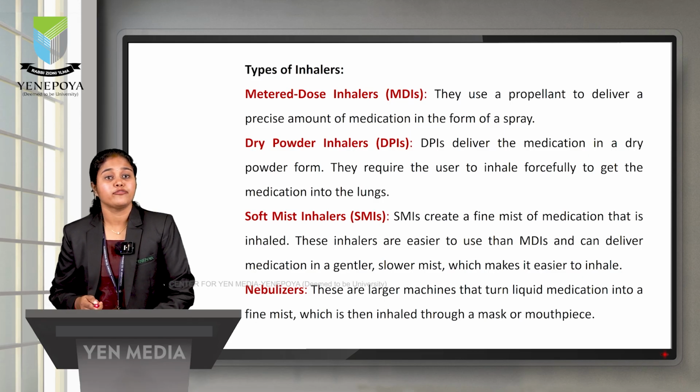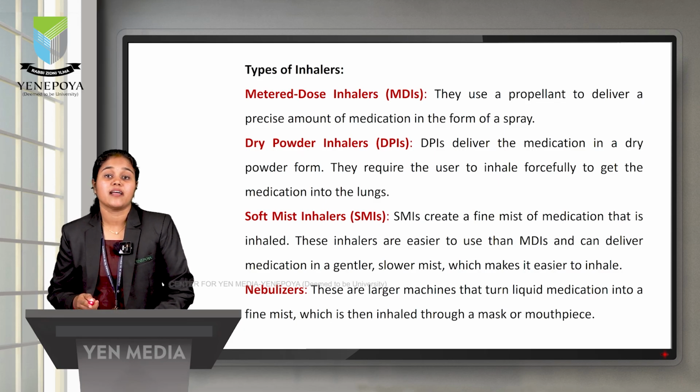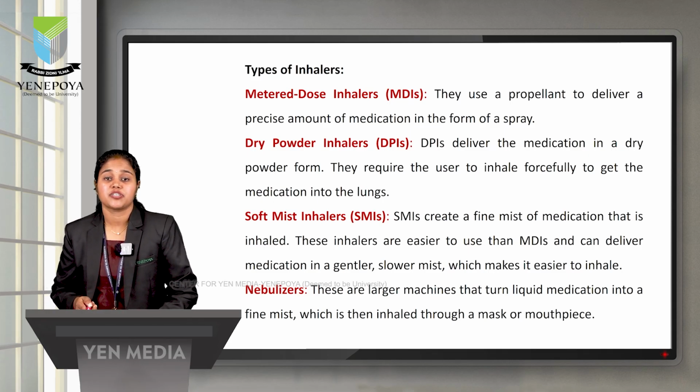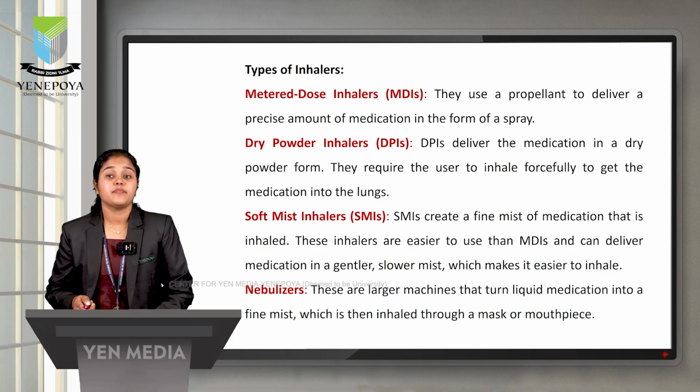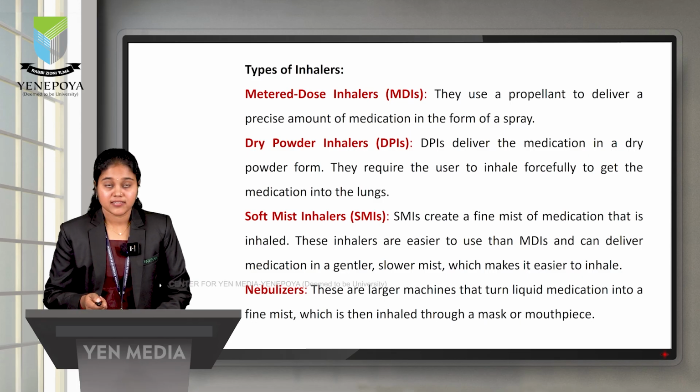The next is soft mist inhalers. This creates a fine mist of medication that is inhaled. Soft mist inhalers are easier to use than the MDIs, that is metered dose inhalers, and can deliver the medication in a gentler, slower mist form. The next is nebulizers. These are larger machines which turn liquid medication into a fine mist, and it delivers the drug into the region wherever it is required.